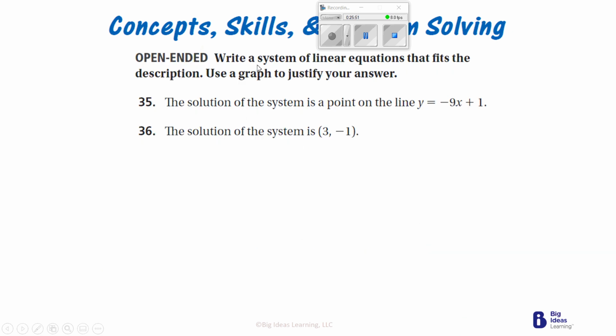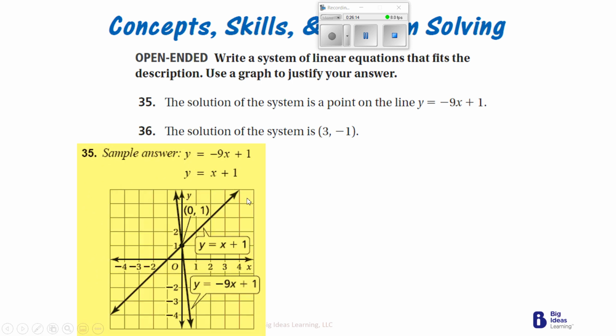35. Write a system of linear equations that fits the description. Use the graph to justify your answer. The solution of the system is the points on the line y equals negative 9x plus 1. Write a system of linear equations that fits the description. Okay. We're going to go ahead and say that y equals x plus 1, because we've got y equals negative 9x plus 1. We're putting that one here, right?